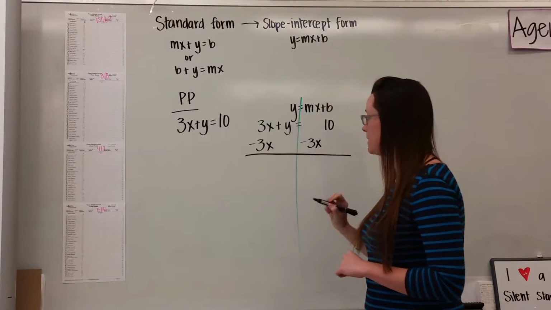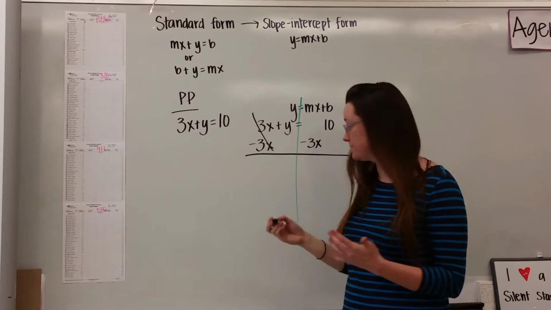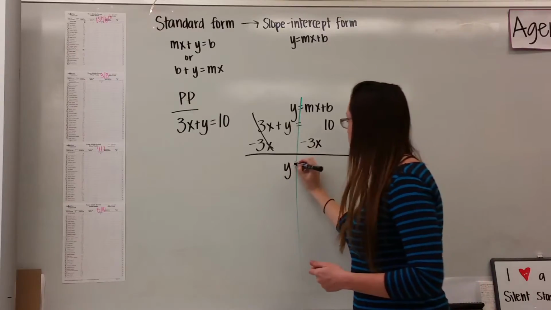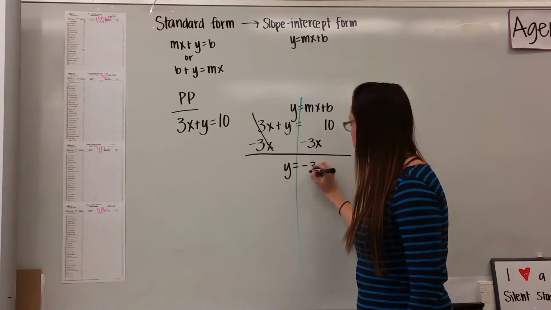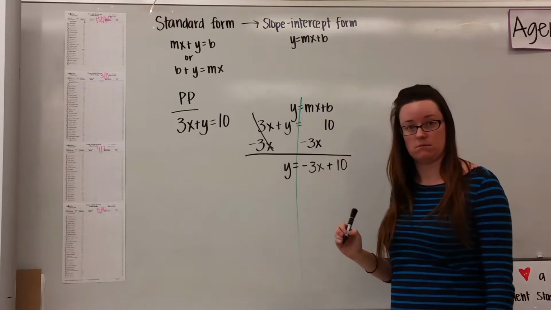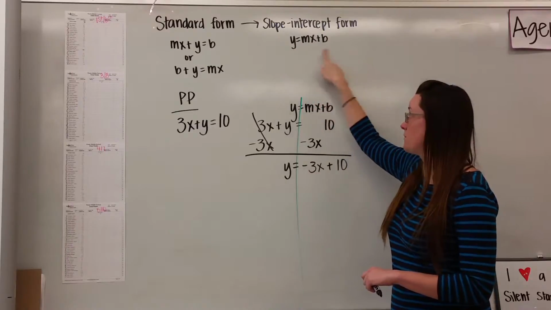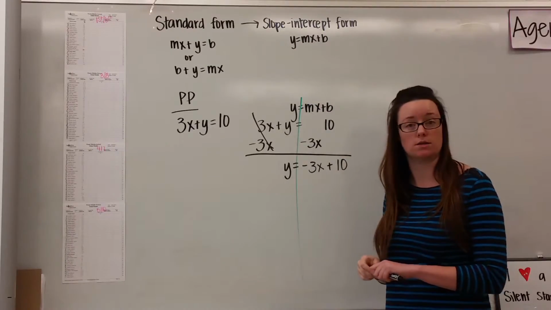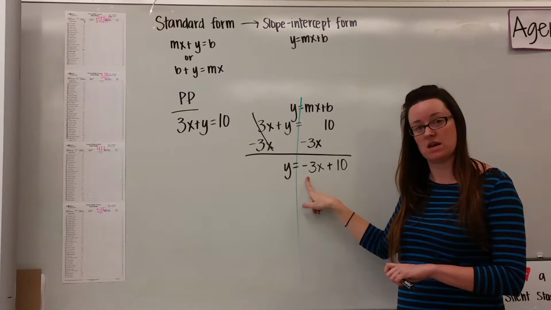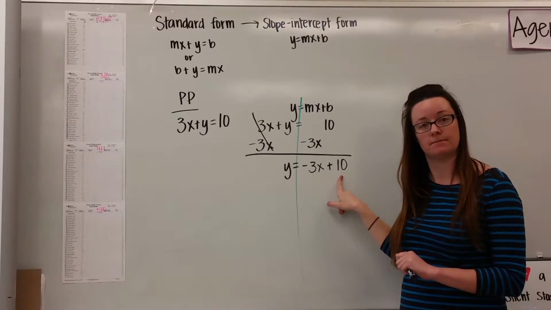Okay? These are going to cancel out. 3x minus 3x is just 0. And I get y, which is looking good, equals negative 3x plus 10. Now, this is set up in the same format as this, which is what I want. I can figure out what my slope is. I know that it's negative, so I have a negative slope. And I also know that my y-intercept is 10.